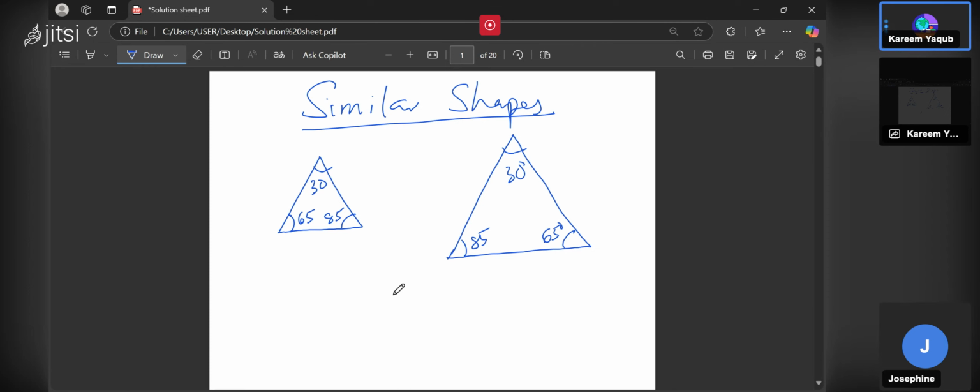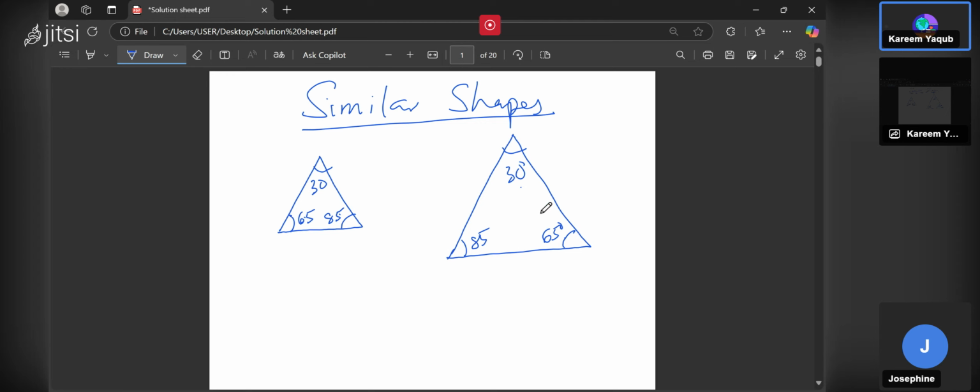Now we can conclude that these two triangles are similar because if you look at the angles they have, they are similar. They have corresponding angles. So 30 corresponds to 30, 65 corresponds to 65, and 85 corresponds to 85. To make use of the angles and sides, they must have at least two sides equal, or at least two angles equal. Now, having known that, there's what we call corresponding sides and corresponding angles. You must be able to identify that first.